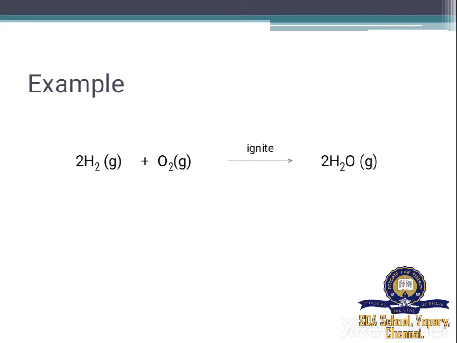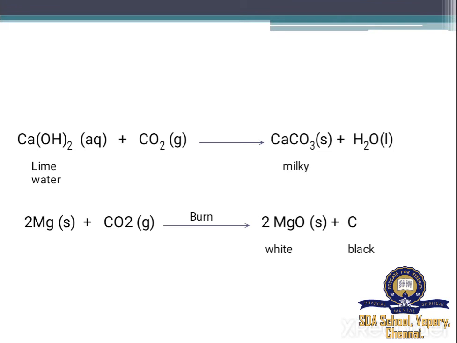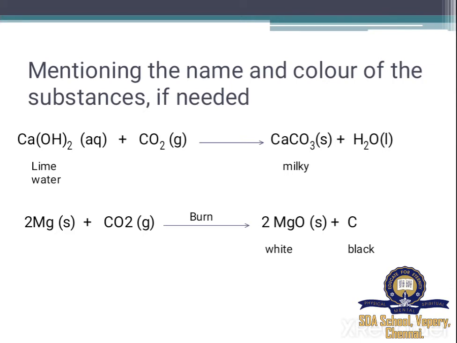Okay, let's move on. In this equation, apart from states and condition, what else do you observe? Yes, you can see the colors written, right? So this is the last thing, mentioning the name and color of the substances if needed. So these are the three things you have to remember.